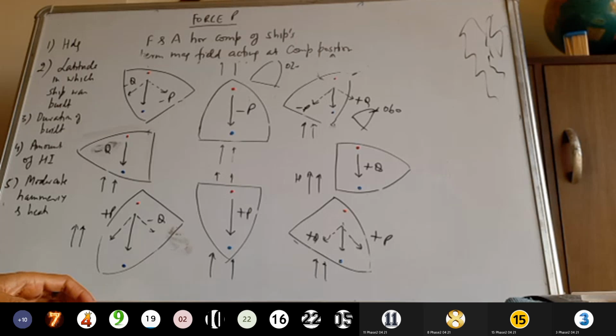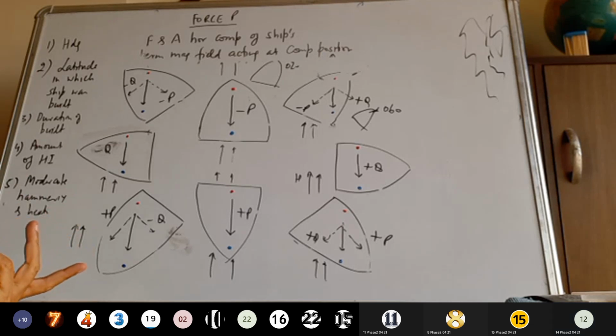Sir, in the case of heading, you said that in northerly and southerly, the value of P will be maximum. Does the sign make a difference? Like in northerly, it is minus P, and southerly, it is plus P.